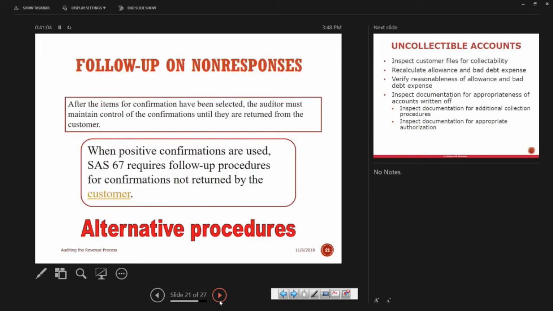Otherwise, if they send out a confirmation and the customer does not respond to that confirmation, auditors are required to perform alternative procedures. A common alternative procedure is to look at subsequent cash collections. So if that receivable is outstanding at 12/31 and the auditor sees that that receivable was paid on January 15th, that's evidence that the receivable existed, and that's an example of subsequent cash collections.